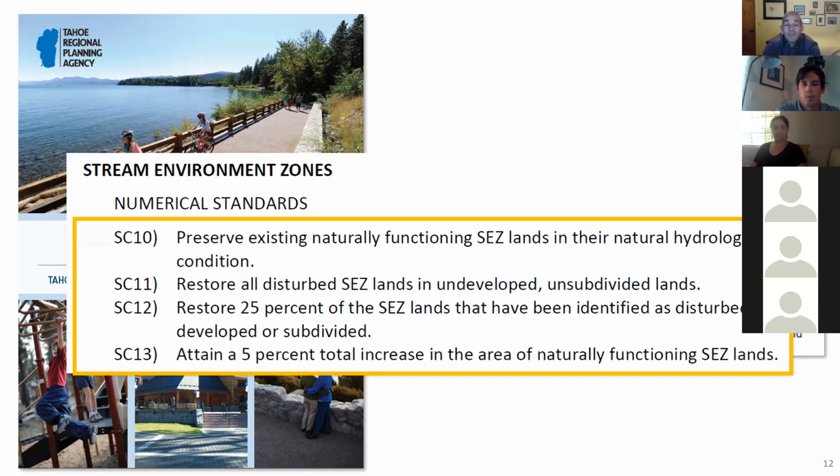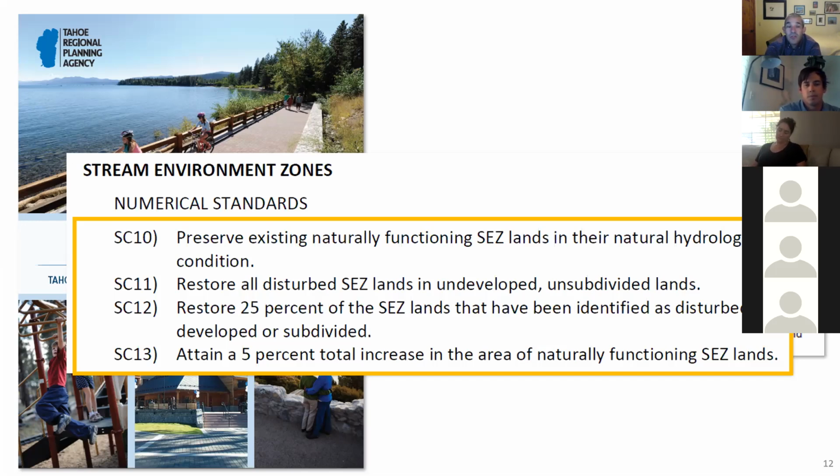And when we took a look at our existing stream environment zone standards, one of the things that we've acknowledged in the past is that they don't necessarily live up to those high criteria that we've established for ourselves. So we have 4 standards related to stream environment zones within the region. The first being preserve naturally functioning SEZ in their natural condition, which sounds like a great objective, except we never mapped where naturally functioning SEZ were or defined what their natural hydraulic condition was. Second, we said restore all disturbed SEZ lands and undeveloped, unsubdivided lands. Another seemingly great objective, except the disturbed SEZs and undeveloped, unsubdivided lands were again never mapped. So it's hard to assess progress towards them.